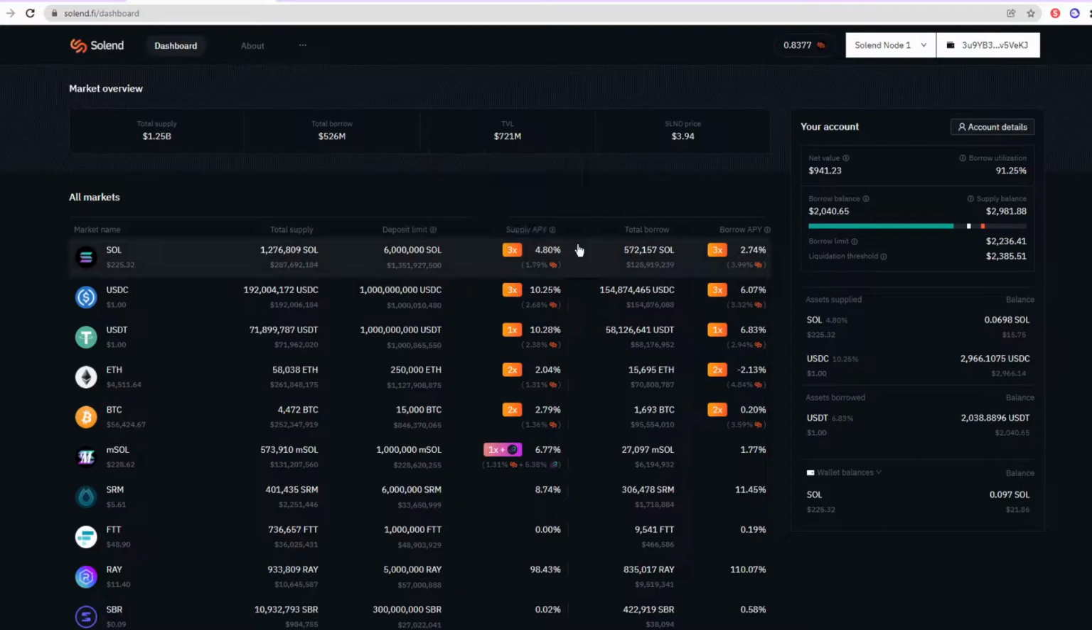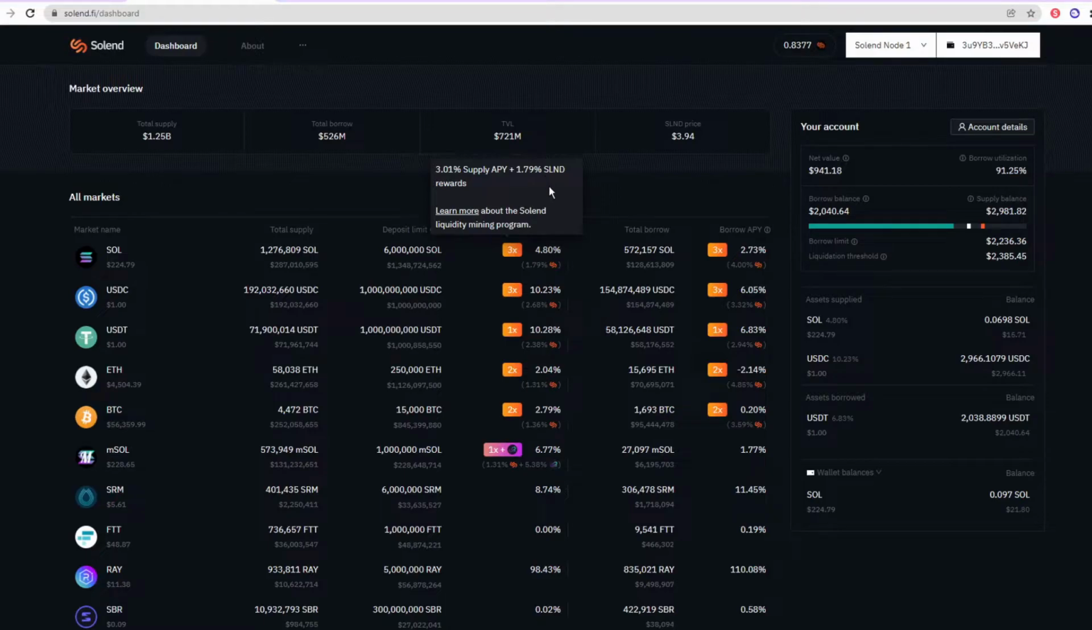Okay, but take note, when you hover over this 4.8%, you will see that it's a 3% supply APY and a 1.79% Solend reward. Okay, SLND is Solend's governance token. So they give us APY in the native token that you supply plus the Solend token. Meaning, let's say you supply 1 Solana to this protocol, okay, it will pay you a 3% return in Solana and a 1.79% return in Solend token. So if you see 4.8%, it doesn't mean 4.8% return in Solana. It's only 3% in Solana and 1.79% in Solend.